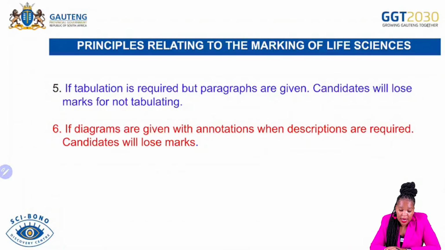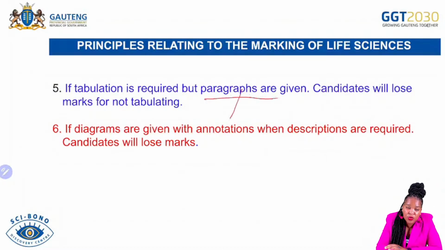If tabulation is required but paragraphs are given, candidates will lose marks for tabulating. Every time you are asked to tabulate humans and African apes, you need to be able to draw a table. There is always going to be that 1 compulsory mark for the table. And remember I just said to you, a table has distinct lines between the columns and division lines between the rows. So you are going to lose a mark if you don't represent your data like that.